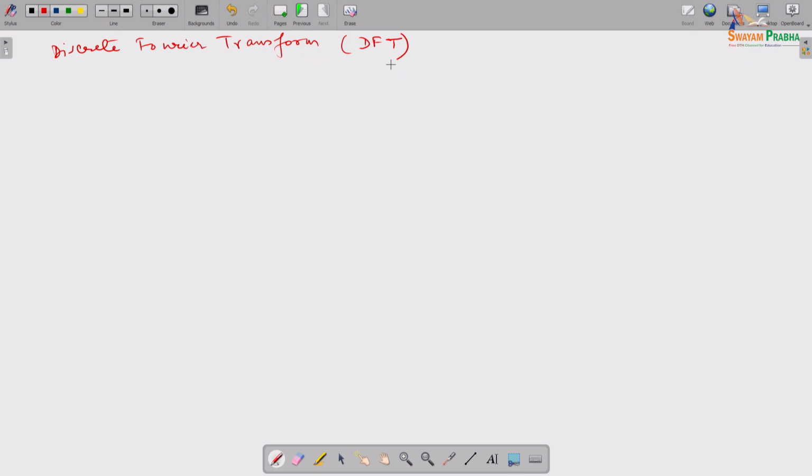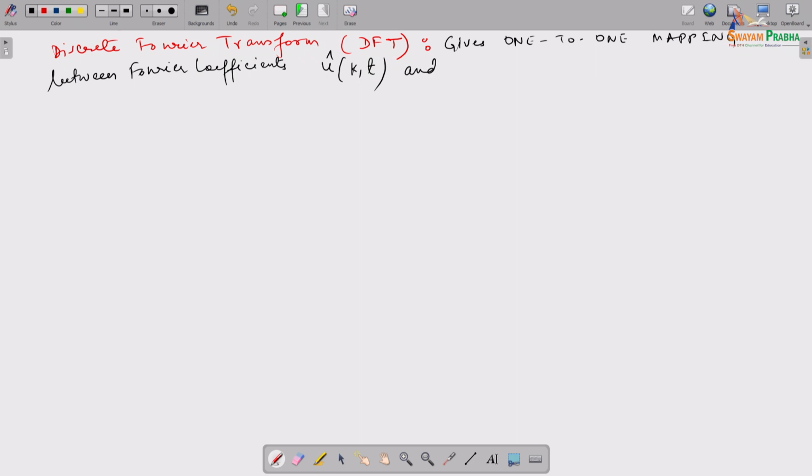So this one gives a one-to-one mapping between the Fourier coefficients, the Fourier modes that we are writing out, and the velocities at N cubed grid nodes.